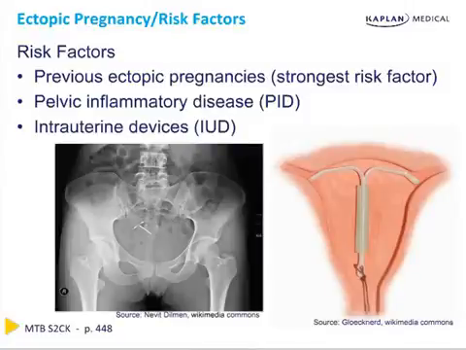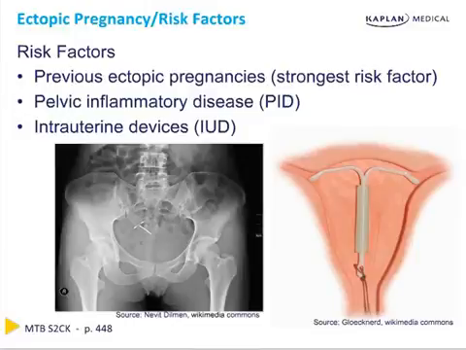A commonly tested risk factor is intrauterine devices. Seen on the left, we see a flat plate of the abdomen with a Paragard IUD in the uterus, and on the right, a model with a Mirena IUD in the uterus. Now, it is important to remember that the overall incidence of ectopic pregnancy in women with an IUD is decreased because the overall incidence of pregnancy is decreased. However, if you become pregnant with an IUD in place, your risk for ectopic pregnancy is increased.